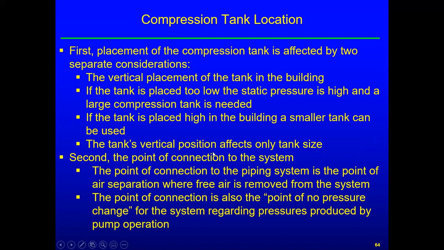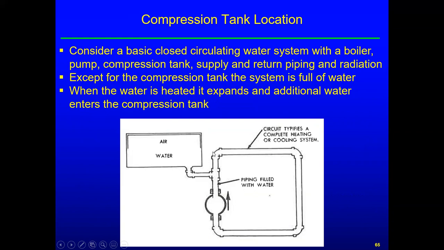Okay, so consider a basic pump, compression tank, supply and return pipe, and then radiation. Radiation means coils or radiators or something to dissipate the heat in the space. Except for the compression tank, the system is full of water. When water is heated, it expands, as we know, and additional water enters the compression tank because that's what it's there for. It's got that air cushion in there, and that's the only place it can really enter. And so it does. So here's our little loop. This is going to be our point of no pressure change right here. All of this is full of water, and I've got this air cushion over here in the tank. Turn on the pump and it pumps around the loop. I've got radiators and other stuff, I just simplified the diagram.